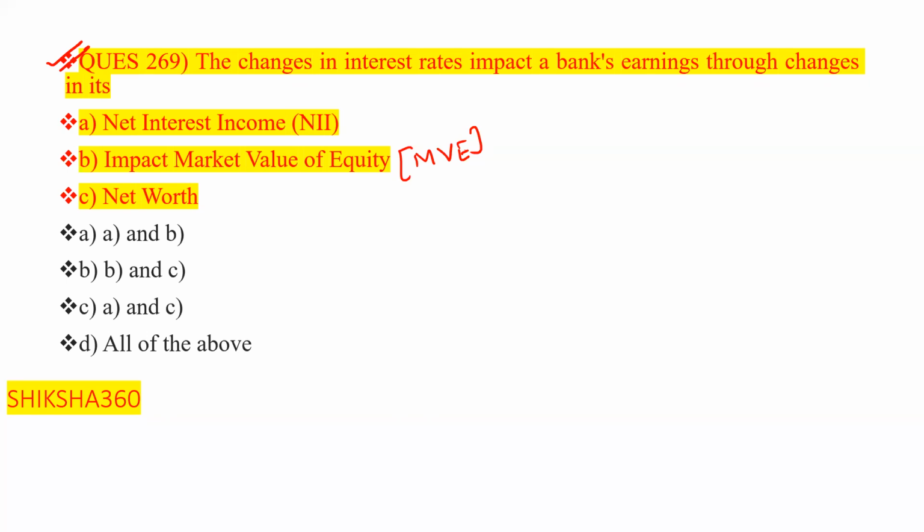So what is the correct answer? The correct answer is option D, that is, all the above three points are correct. The changes in interest rates impact a bank's earning through changes in its net interest income, market value of equity, and net worth.